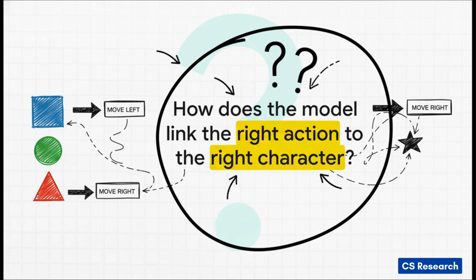Okay, let's tackle that first step, updating the character states. So you've got a list of actions, move left, move right, and you've got a list of character IDs, right? Those state tokens. How do you make absolutely sure that move left talks only to the blue square's ID and move right talks only to the red triangle's ID with zero confusion?